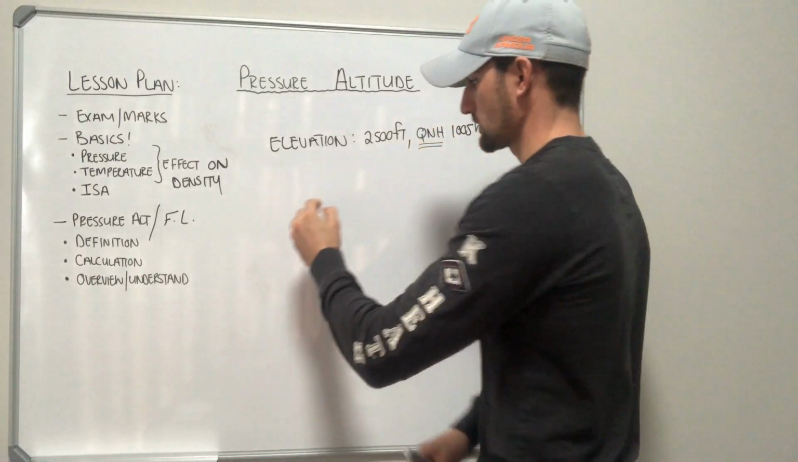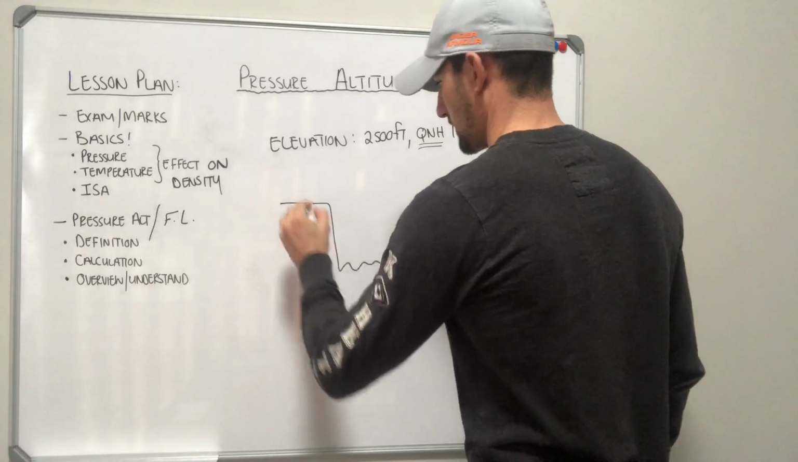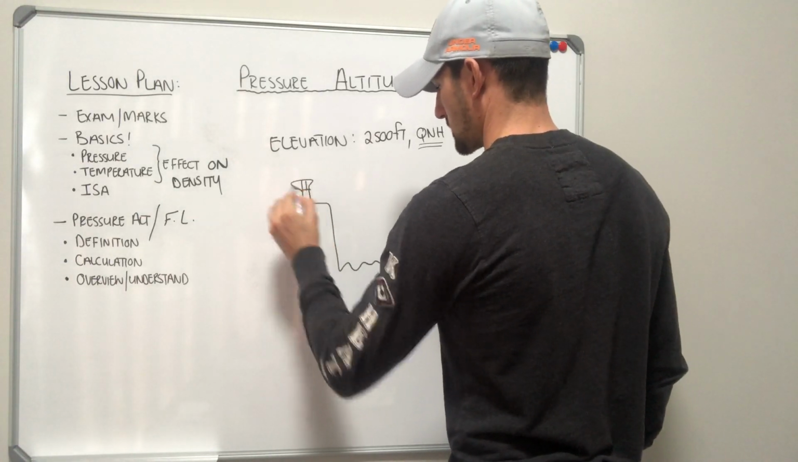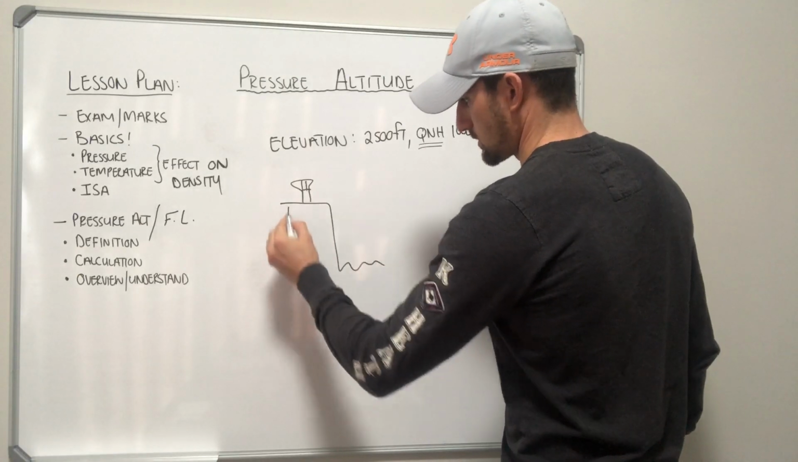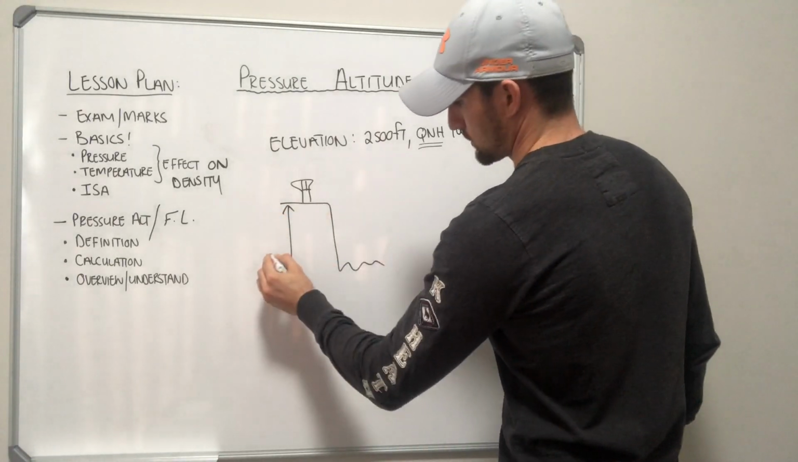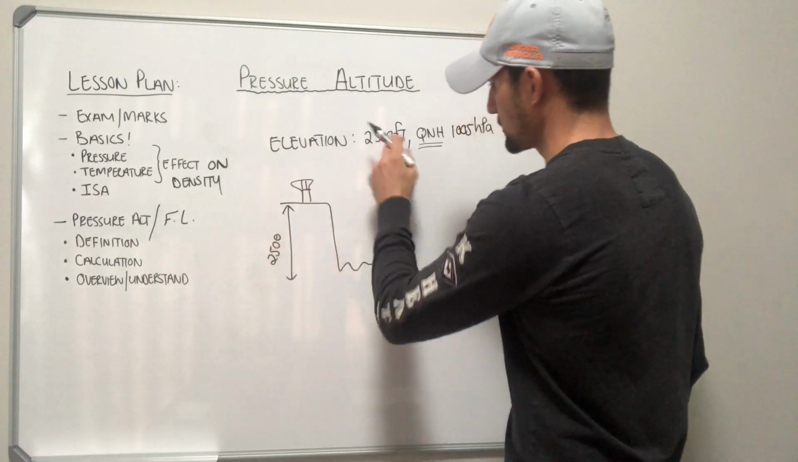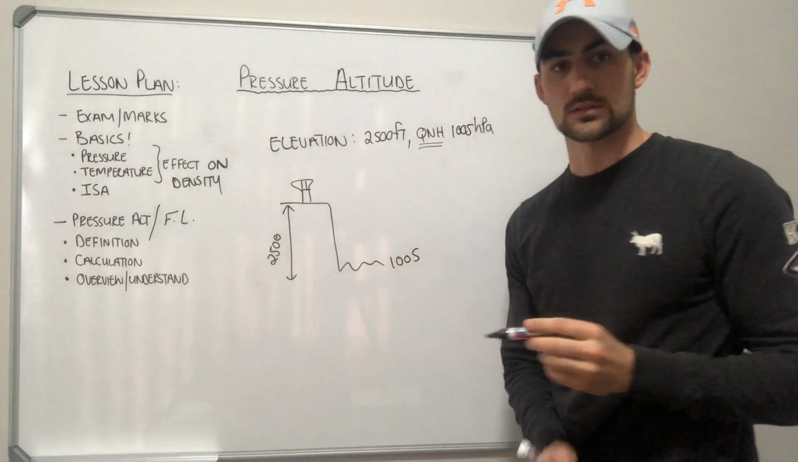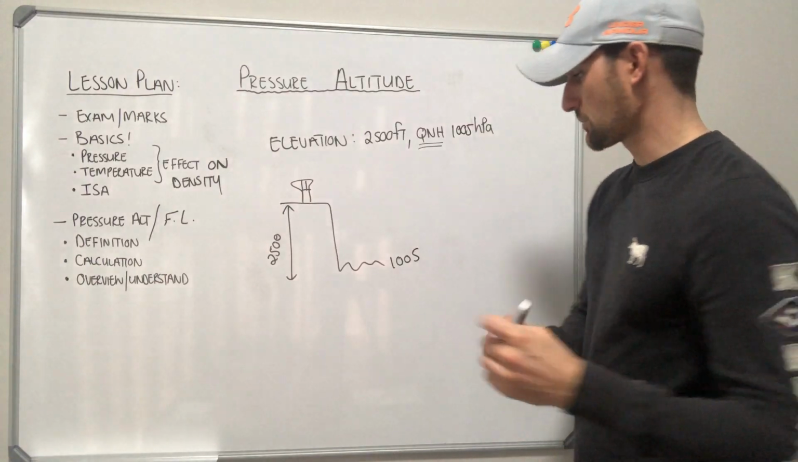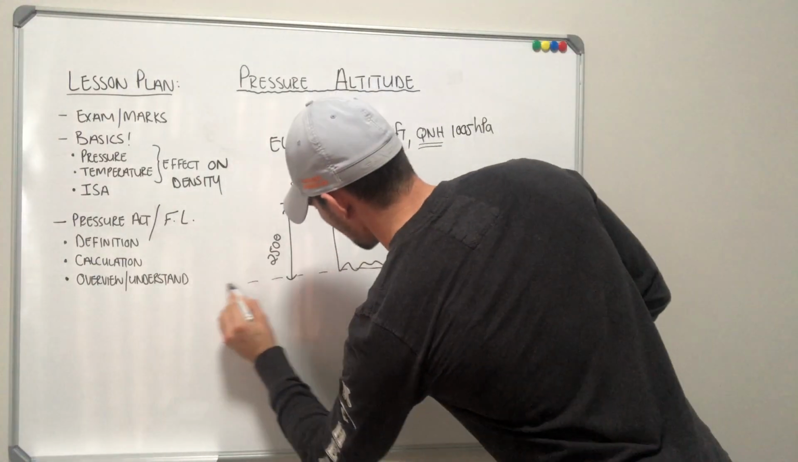Step number 1, you should have written this down, is draw a picture. I'm going to draw a really quick picture here. That's step number 1, right? What is our elevation? 2,500 foot. Now, step number 2 is we add in all the stuff we have. 1005 hectopascals. Okay, for QNH, that's our pressure at sea level. So that is this pressure line over here.